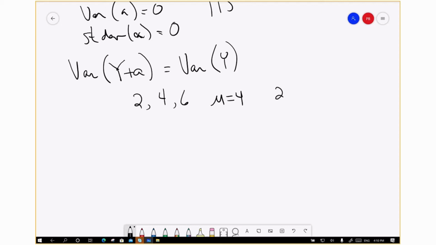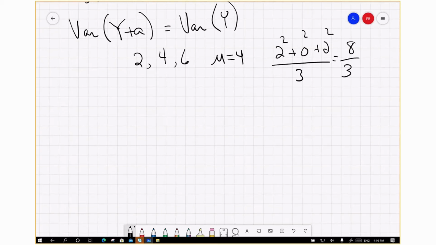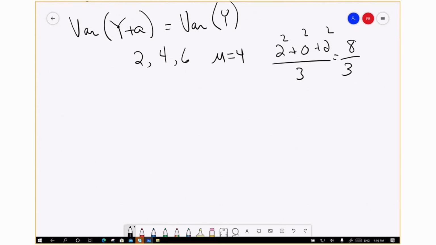It's going to be 2 squared plus 0 squared plus 2 squared over 3, which is equal to 8 over 3. Now I'm going to add a constant to each one of those. Let's say I add a constant of 20 to each one, and I get 22, 24, and 26. Now what's my mean? Now my mean is 24.